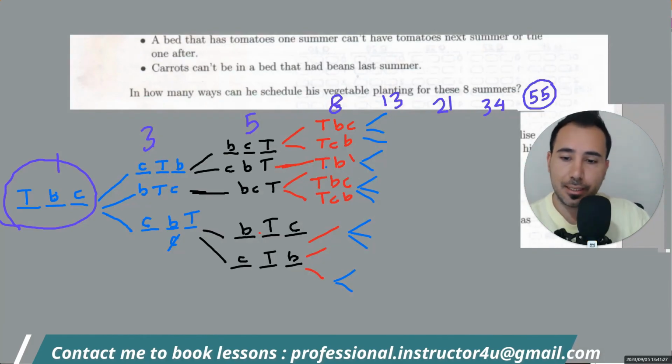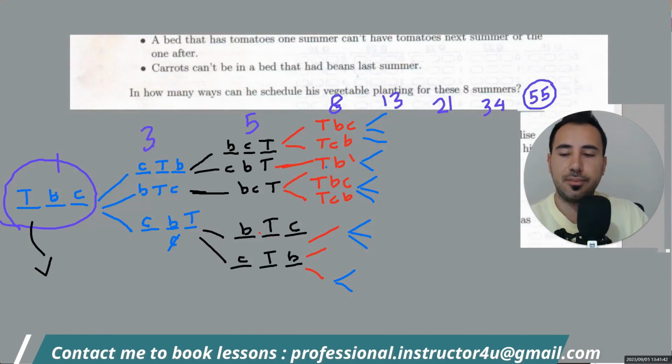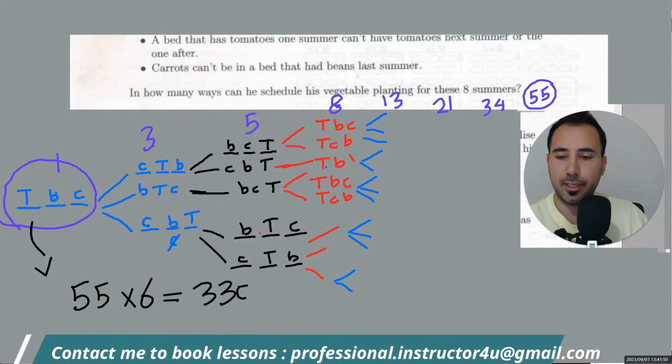But that was for one of them. Remember at the beginning I said this is for TBC. If at the beginning we wrote C, for example, BT, we'll have 55 more. That's why in the first place we had 6 ways to go. This is 55, so the answer will be 55 times 6. So it's going to be 330. Okay, let's see you in the next question.